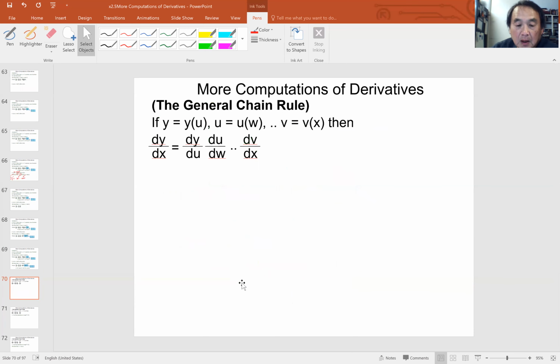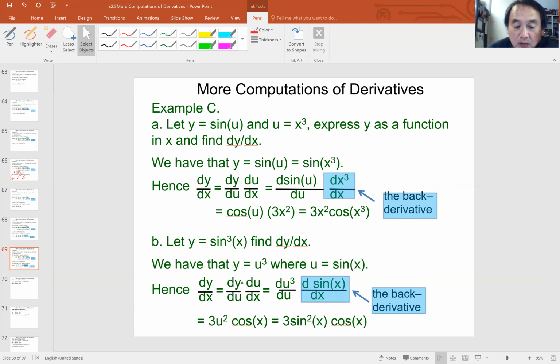Okay, the general chain rule. The examples we just went through basically are two layers, in this case sine and being cubed. You cube first, then do the sine, or you do the sine first, then cube the sine.